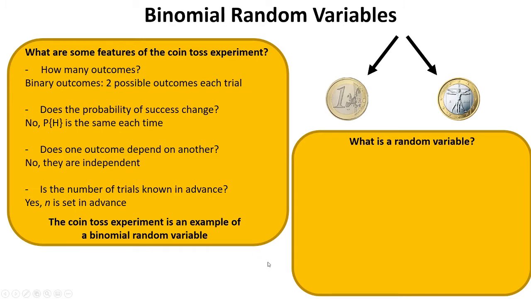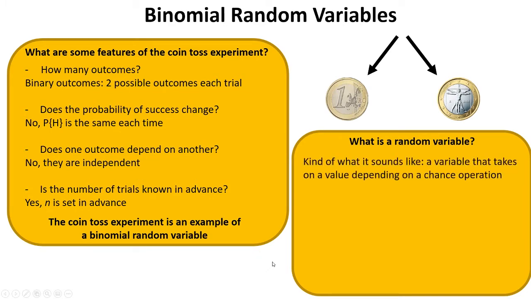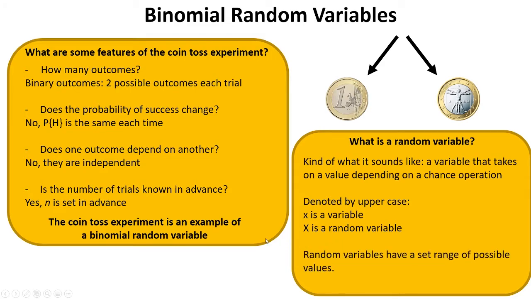So what is a random variable? It's kind of like what it sounds like. It's a variable that takes on a value depending on a chance operation. We've been using it this whole time, but it's the uppercase X instead of the lowercase x. x is a variable. x can equal 1, x can equal 5. Uppercase X is a random variable, and random variables have a set range of possible values.